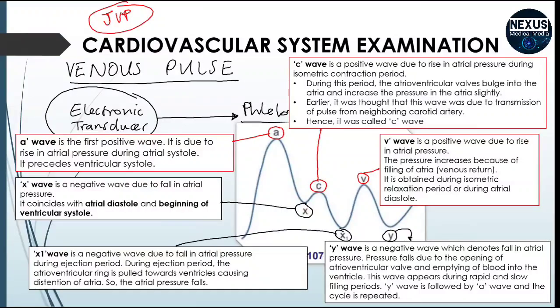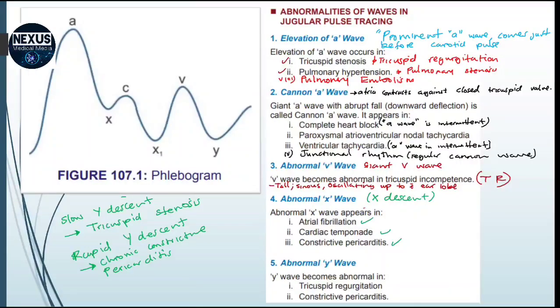So you just have to watch this and try to understand what's happening here, so that when we talk about the pathologies, you get the sense of it, right? So I put the phlebogram one more time, and now we're talking about the pathology on each wave, right? The first one is elevation of the A wave, also known as prominent A wave, right? This one comes just before the carotid pulse, right? So when does this happen? This happens in tricuspid stenosis and tricuspid regurgitation.